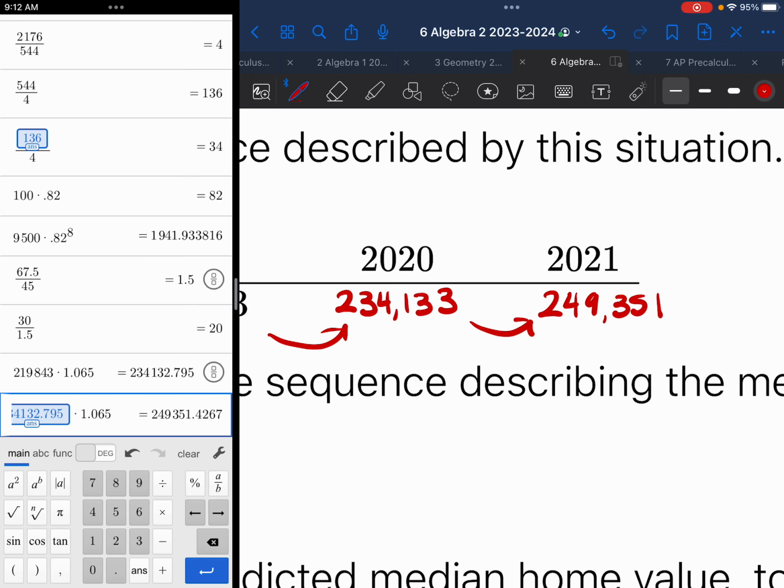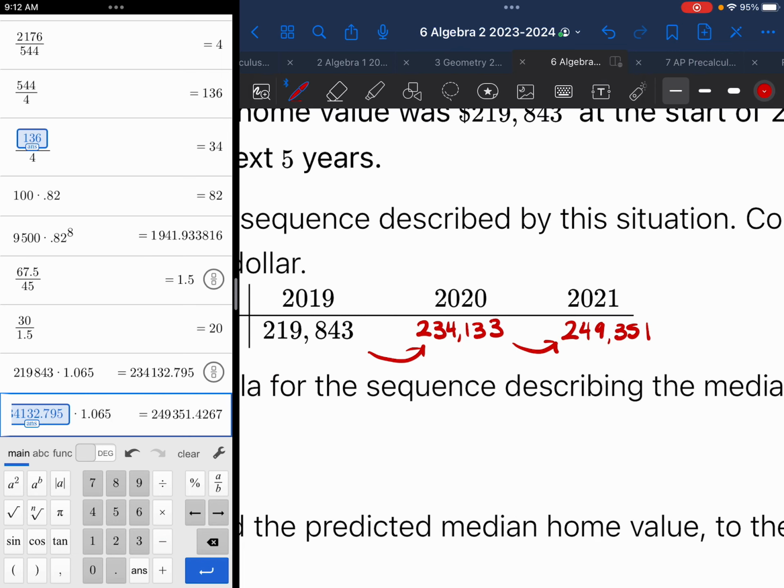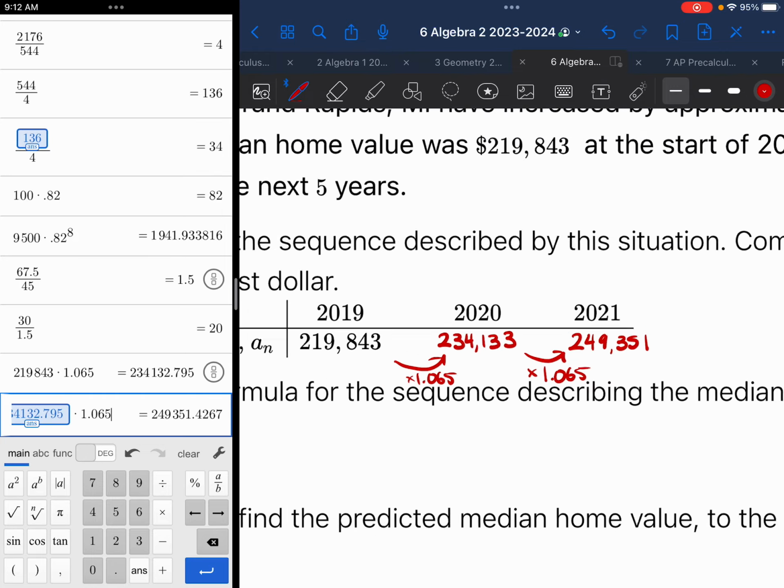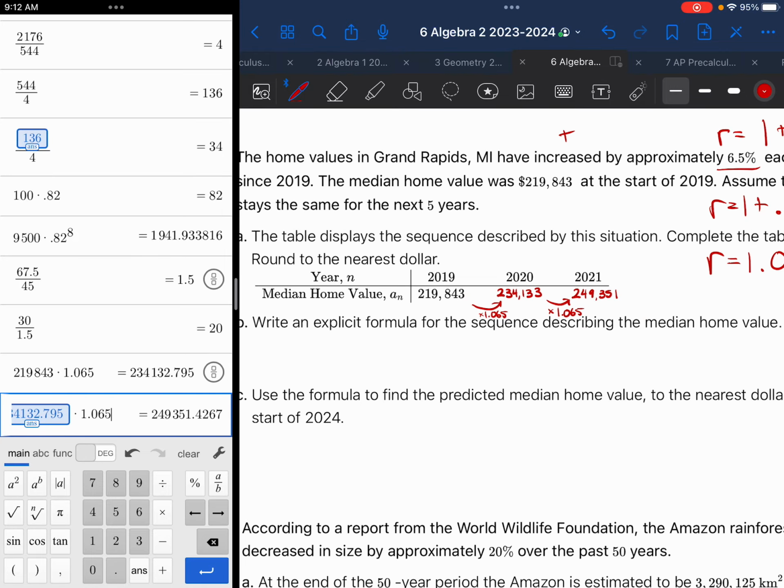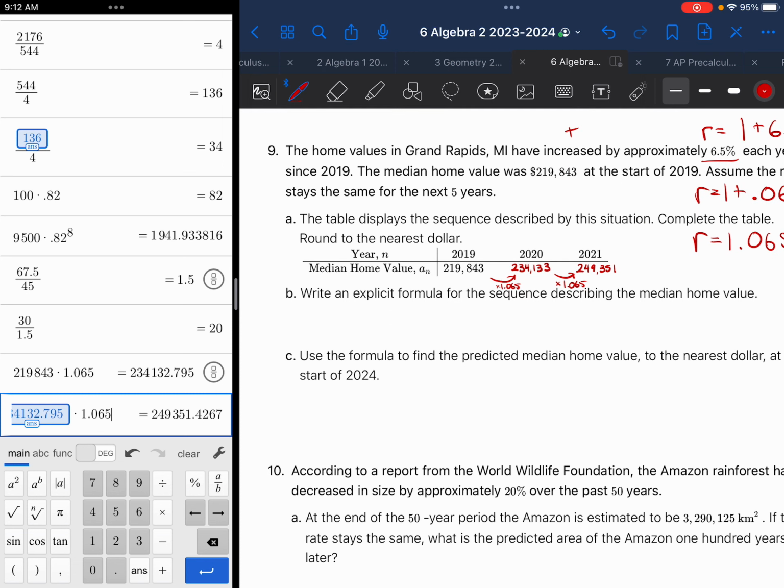All right, so I have these values, and again, the way that I did that was I was multiplying by the common ratio, which is 1.065, multiplying by 1.065. I've shown my work so my teacher can see what I'm doing. And then what does B say? Write an explicit formula for the sequence describing the median home value.